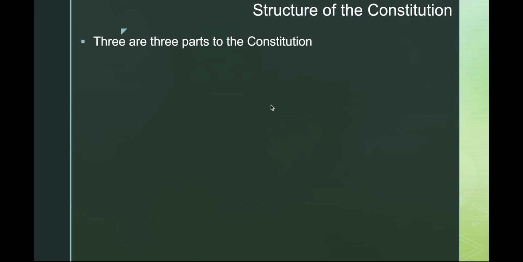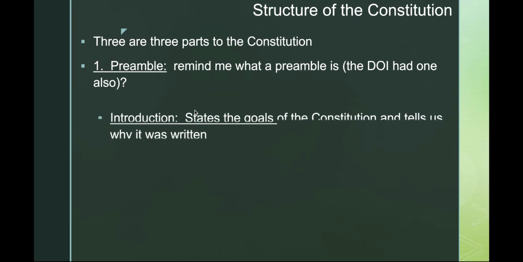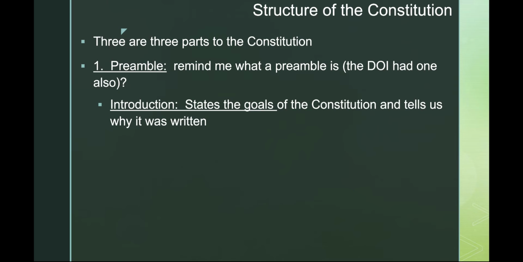And there's three main parts to the Constitution. The first part is the preamble. That word should look familiar to you. The Declaration of Independence also had one, and we kind of dissected that. The preamble is the introduction. It states the goals of the Constitution. It tells us why they wrote it. It's only one sentence long.